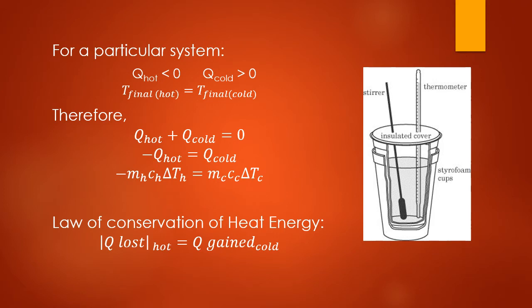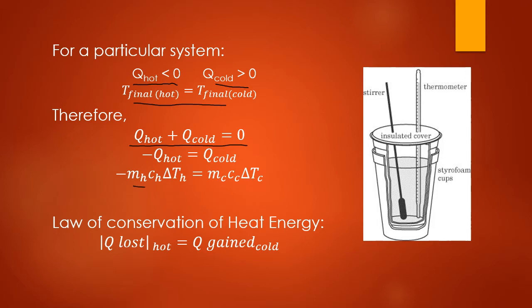So for a particular system, the heat content of the hot is always going to be less than 0 because it's losing heat energy, and the Q of the cold is going to be greater than 0 because it's gaining energy. They are equal to each other, but they're opposite. One's losing, one's gaining. So if you add the two together, they should equal 0 because the heat lost should equal the heat gained. They're equal but opposite signs, so added together they should equal 0.